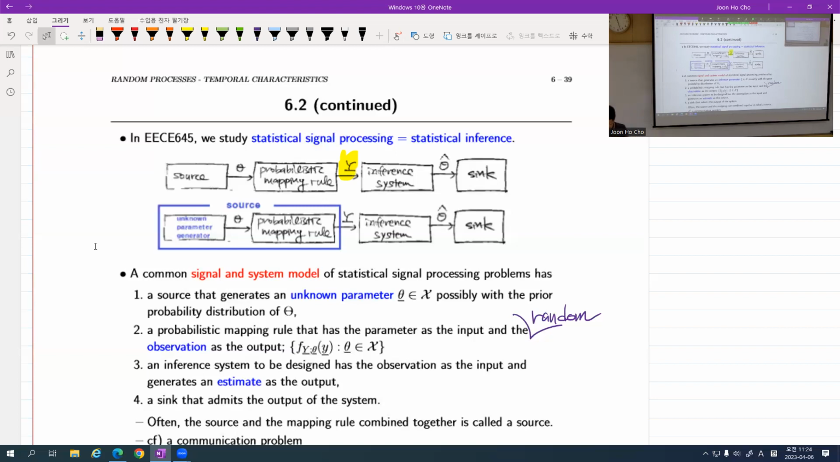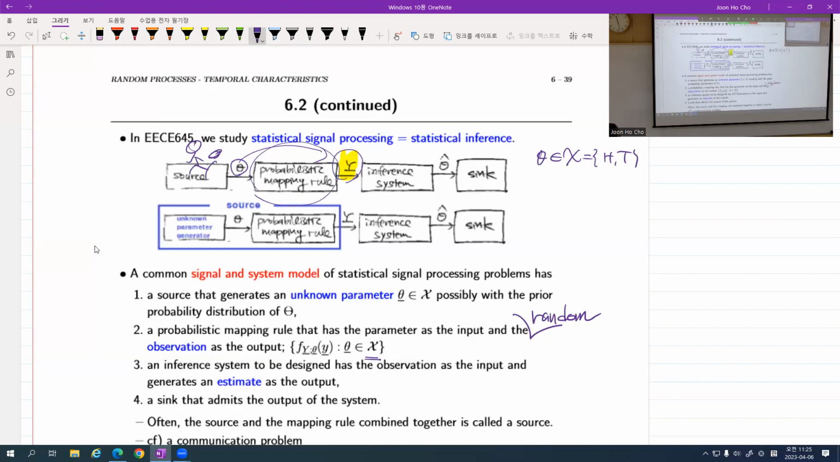For example, here I toss a coin, and then I somehow map randomly to the output. Based on the observation, you want to estimate what was the result of the coin flipping. In that case, theta is a member of some set, right? That is heads and tails, so it's a finite set.